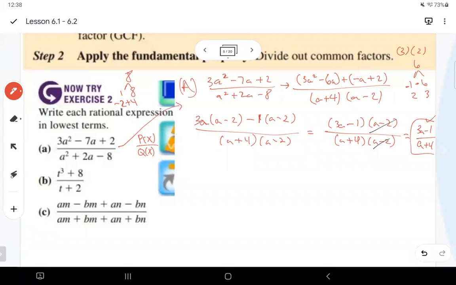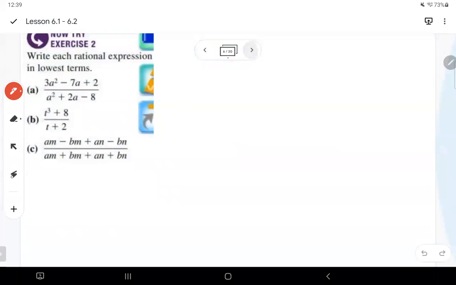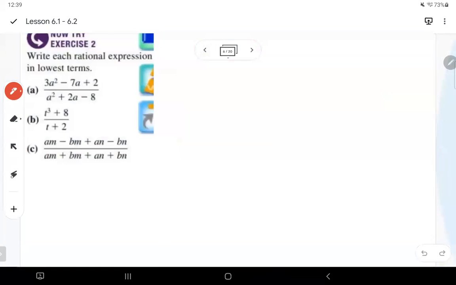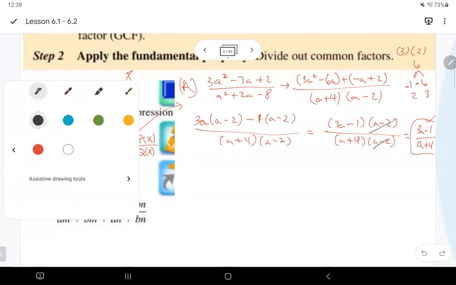Okay, so the next one we have to do is B. But I think I definitely have it once more. Do I have another time? No. So what I'm going to do is C first, and then we'll do B when we have more room.